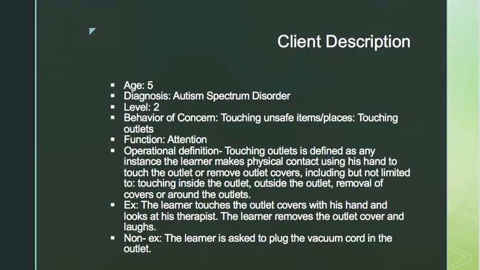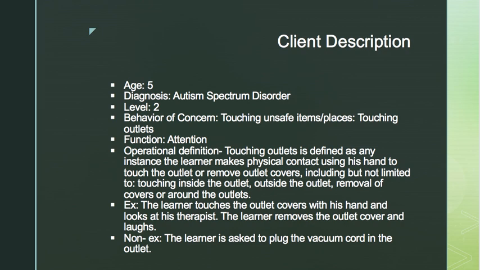So a little bit about client description. This learner is age 5. He is diagnosed with autism spectrum disorder. He is level 2 ASD. This learner is really new to ABA, really new to restrictive environments.